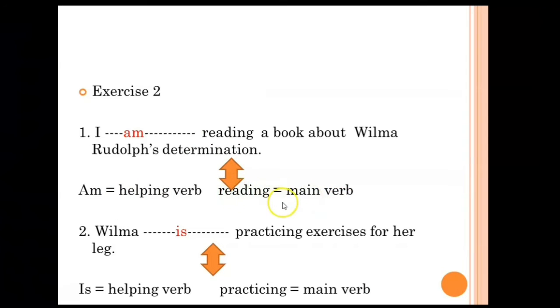حتى ساعدكن أكتر المين verb على طول بيجي بعد helping verb. Number 2. Wilma is practicing exercises for her leg. Also here with Wilma I have to use is. ما فيني استعمل Wilma are or Wilma am. وعلى طول بعد will الverb بيجي بالinfinitive ما بيكون في ing. So ما عندي غير هال possibility اللي هي is. Wilma is practicing exercises for her leg. Where is the helping verb here? Is. And where is the main verb? Practicing.